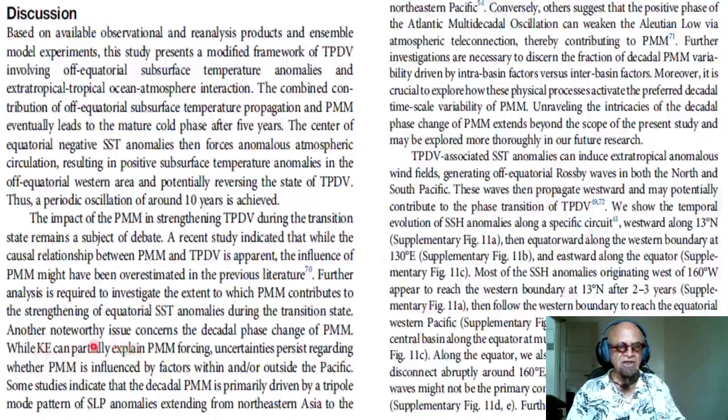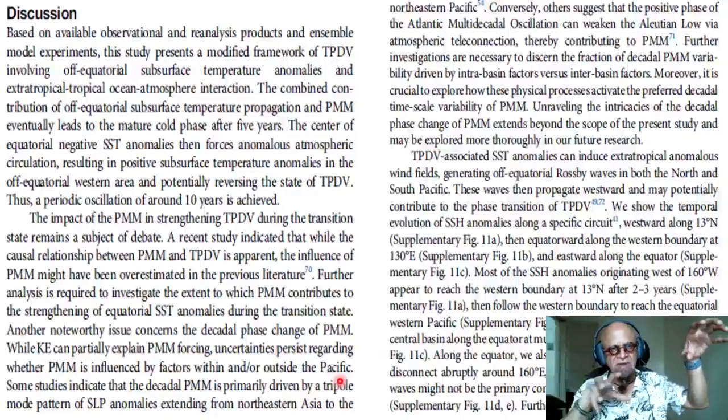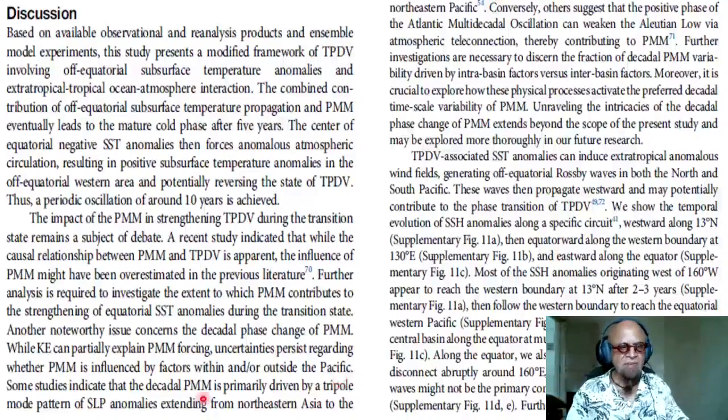Another noteworthy issue concerns the decadal phase change of PMM. While KE can partially explain PMM forcing, uncertainties persist regarding whether PMM is influenced by factors within and or outside the Pacific. So is it Kuroshio extension affecting PMM in back, or is it coming from outside? This is not completely clear.